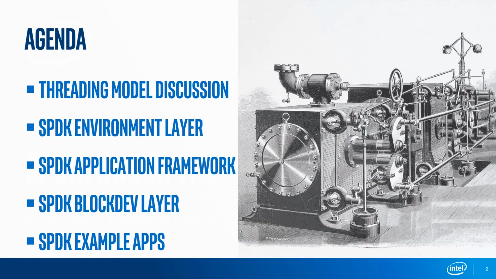First off, we're going to talk about the threading model that we like to use. It's not the only possible way to build software, but we're going to talk about why we chose the way we did for SPDK. We're going to talk about the environment abstraction layer, which lets you plug in your own DPDK-like abstraction layer. We're going to cover the application framework, which we use in our example applications like the iSCSI target and the NVMe over Fabrics target.